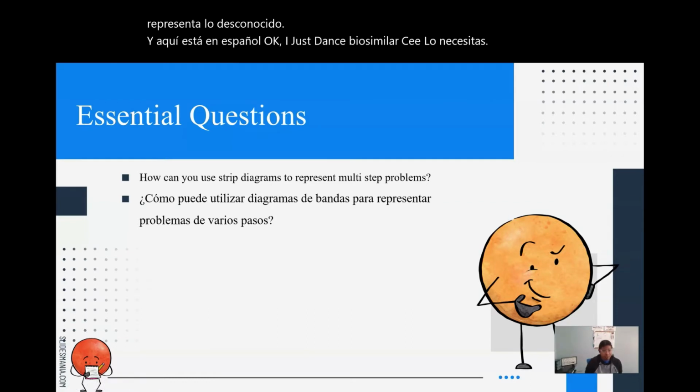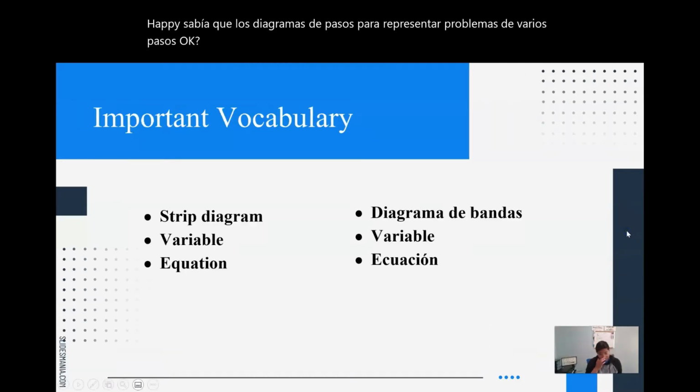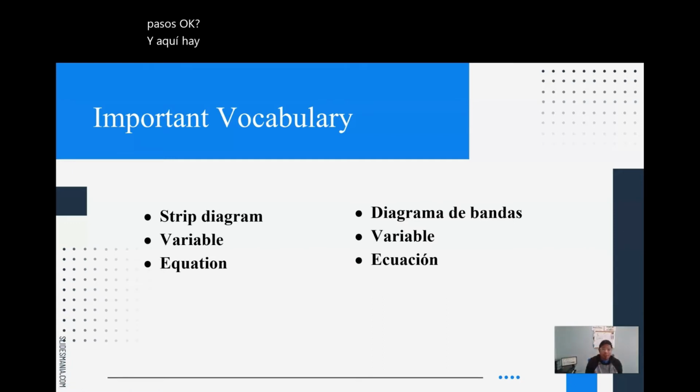Essential questions. How can you use strip diagrams to represent multi-step problems, okay? And here's some important vocabulary, okay? Strip diagram, variable, and equation.